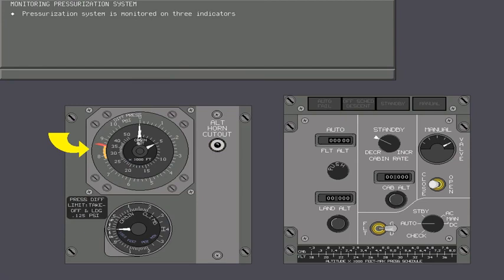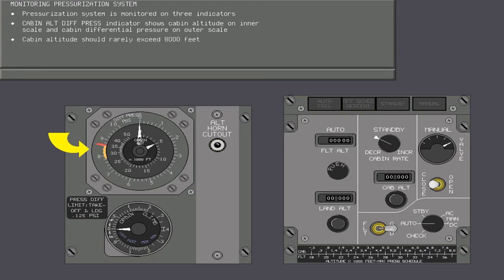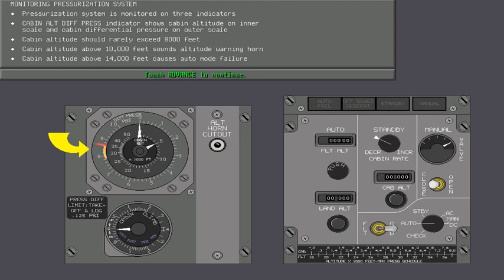The pressurization system is monitored on 3 indicators. The cabin altitude differential pressure indicator shows the cabin altitude on its inner scale and the cabin differential pressure on its outer scale. The cabin altitude should rarely exceed 8,000 feet. If it exceeds 10,000 feet, the altitude warning horn sounds. If it exceeds 14,000 feet, auto mode will fail.